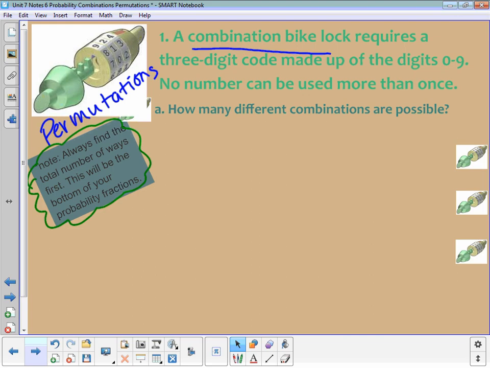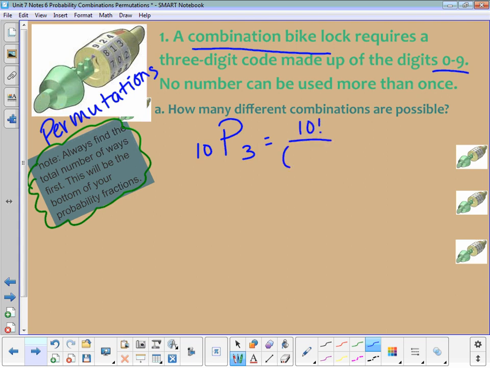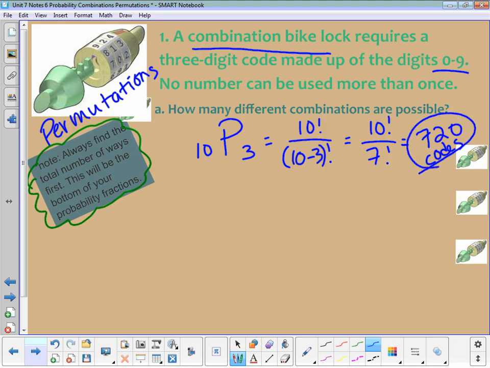So in part A, it says how many different combinations are possible. Well, there's 10 different digits in 0 through 9. And we're doing permutations, and we're choosing 3 of those digits. So it's 10P3. That means I have 10 factorial over 10 minus 3 factorial, which is 720 codes. And like I said, that's going to be the bottom of our probability fractions.